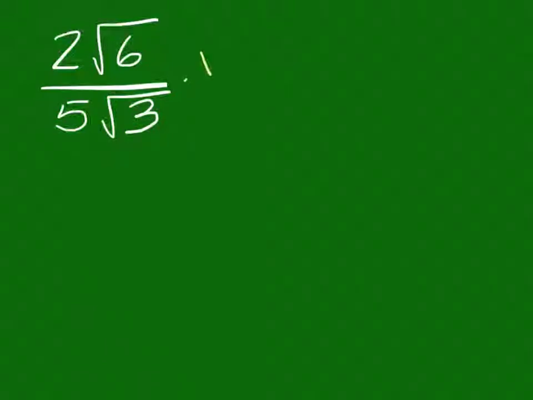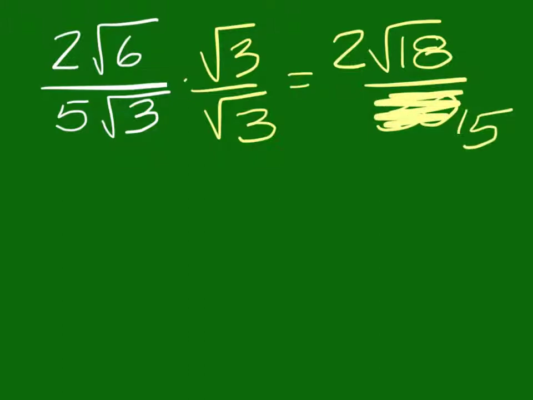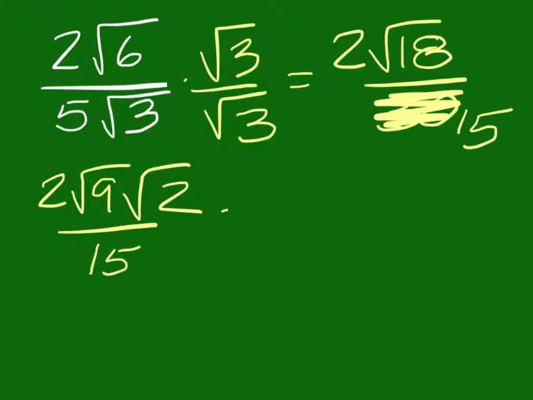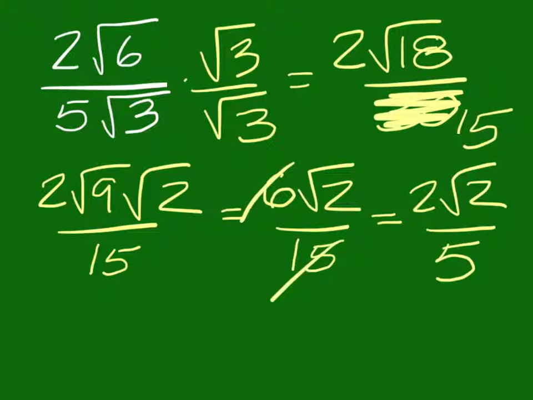If you do this the long way and multiply the top and the bottom by the square root of 3, you'll get 2 square root of 18 over what will eventually be 15, my fault. So if you break up the 18 as 9 and 2, then you'll end up with a 6 square root of 2 over 15, which will break down to 2 square root of 2 over 5 when you cancel these by 3's.